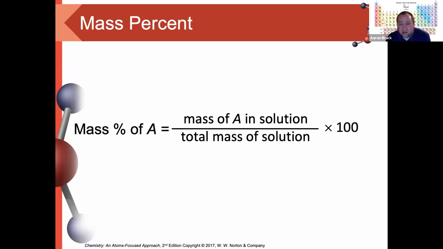Mass percent is real simple. It's the mass of whatever it is that we're looking at, usually the solute, divided by the total mass of the solution and multiplied by 100%. That empirical formula lab that you did, we had to use this mass percent to figure out the amount of copper in the product, which, based on the law of conservation of matter, was also the amount of copper in the reactant as well.